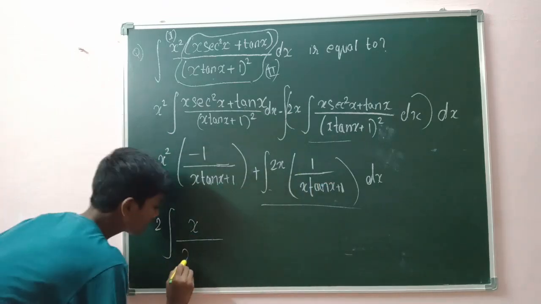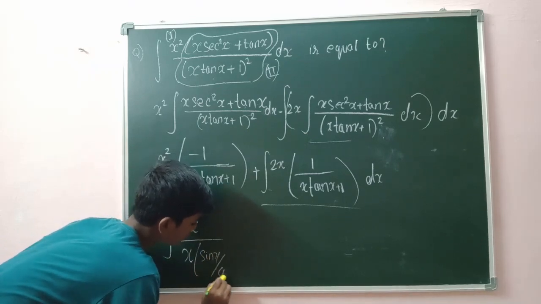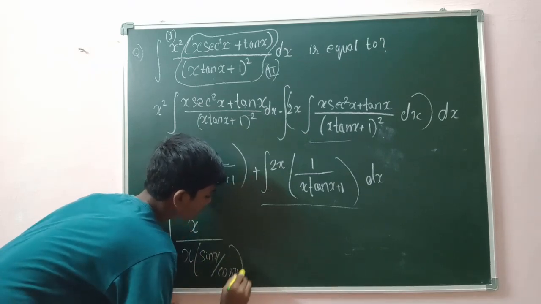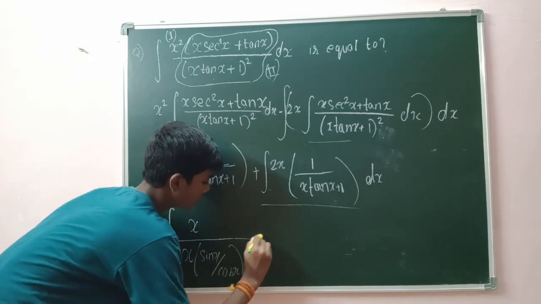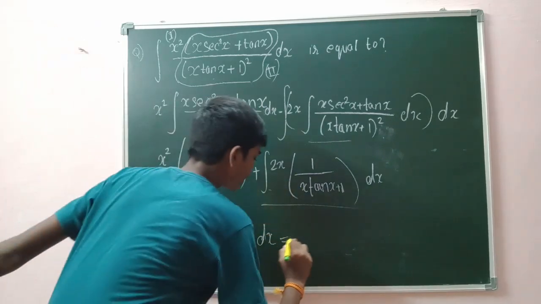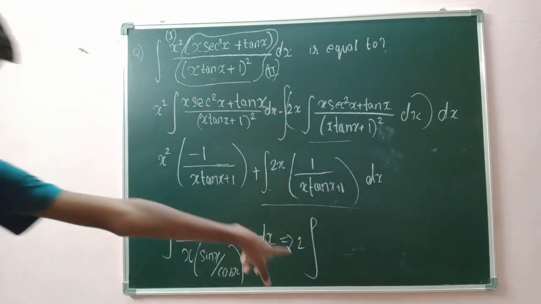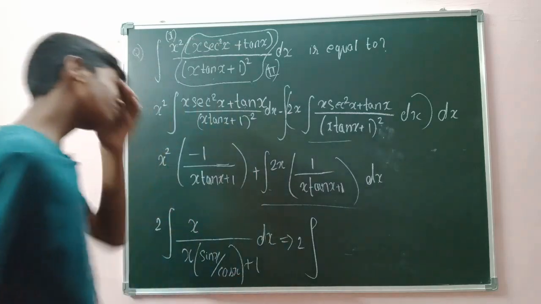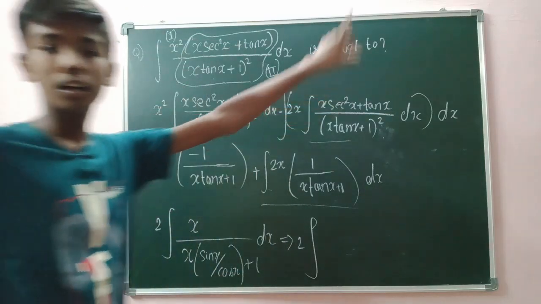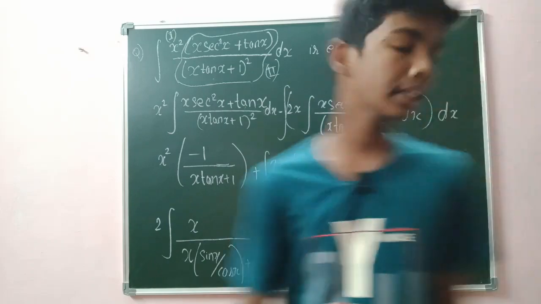So I'm gonna write this tan x as sin x by cos x, your basic formula that you guys learned in your trigonometry. Correct or not? So now this same integral I will write as 2 times the integral of, just take LCM. So x, what you will get? When you take the LCM, I will get x sin x plus cos x. Okay, just take the LCM.